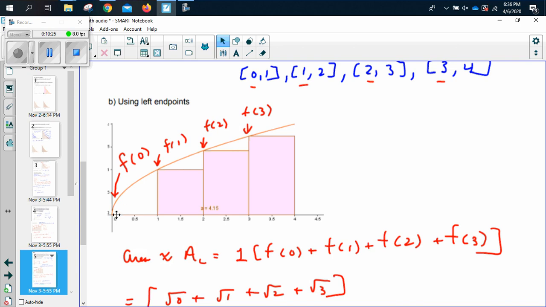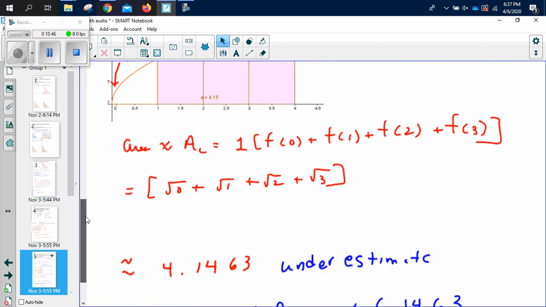So you notice that the height of this first rectangle is 0. So there really is no area for that first rectangle because it has a height of 0. It's really just no rectangle is there. And then the height of this rectangle is f of 1. The height of this rectangle is f of 2. And the height of this rectangle is f of 3. So the area using left endpoints is delta x, and I'm going to sum up the function evaluated at the different x's.